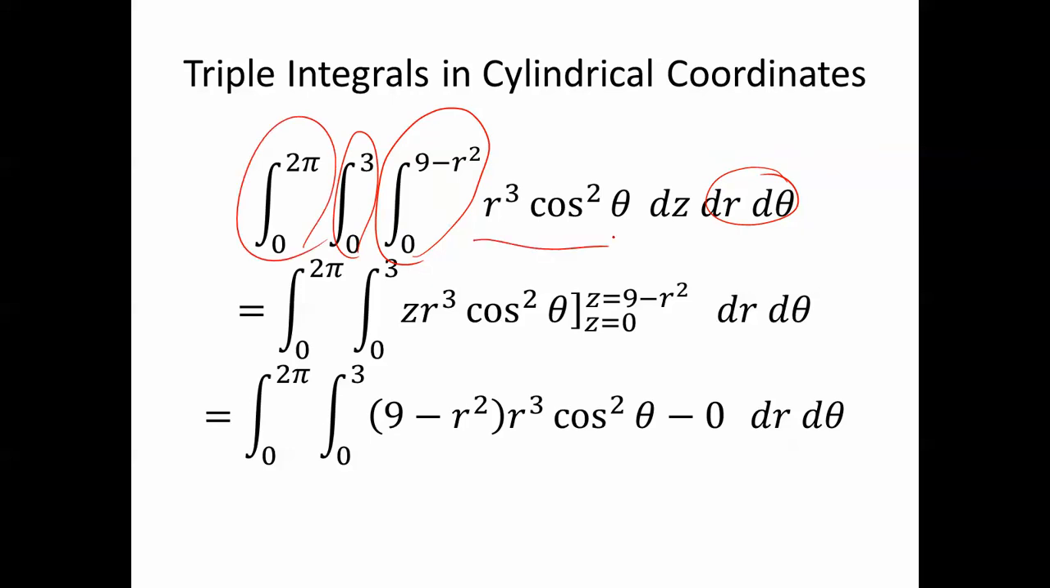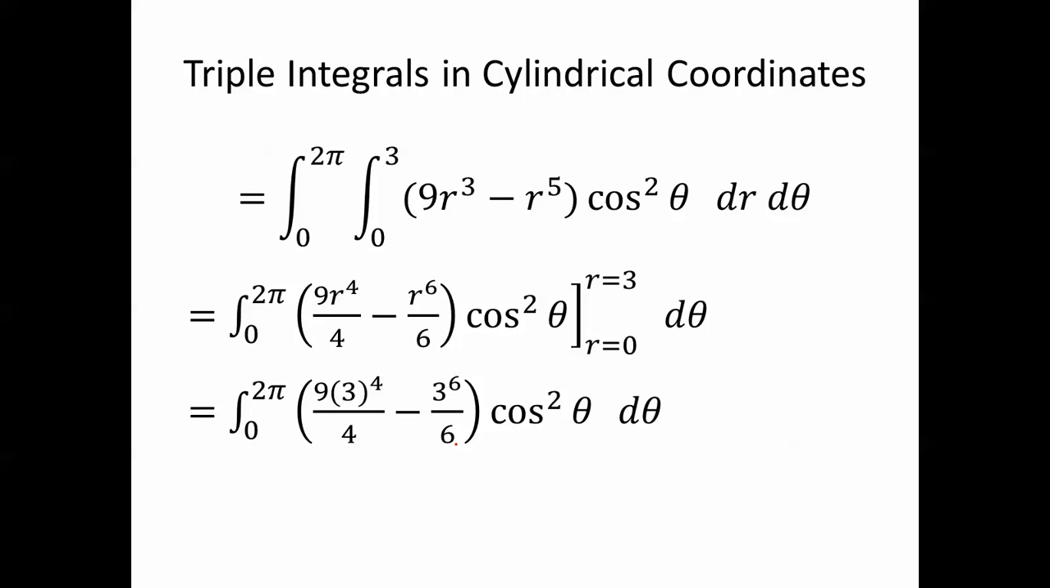Integrate with respect to z, and we get z r cubed cosine squared theta, as z goes from 0 to 9 minus r squared. Plug in 9 minus r squared for z, and this is what we get. Plug in 0 for z, and we get that. Let's multiply this out more specifically. So we get (9r cubed minus r to the fifth) cosine squared theta dr d theta, as r goes from 0 to 3, and theta goes from 0 to 2 pi.